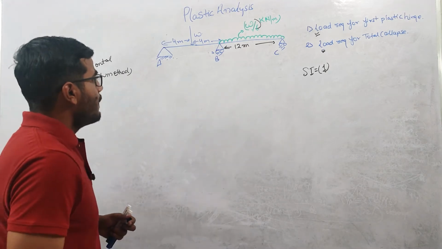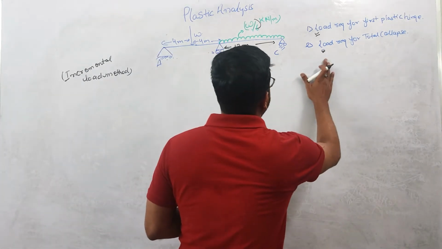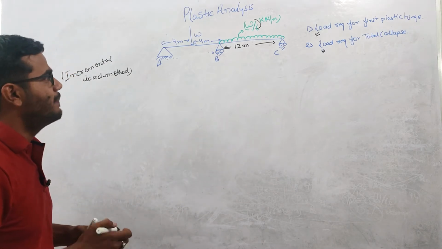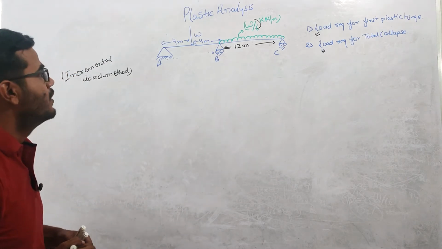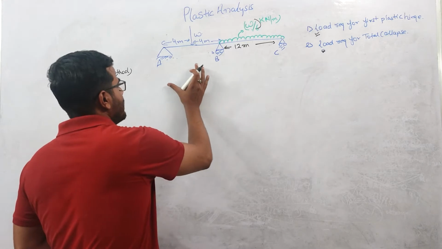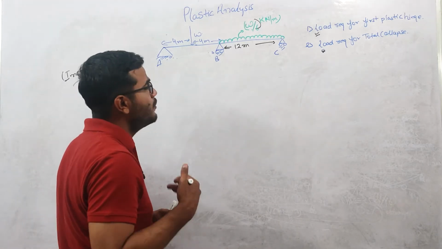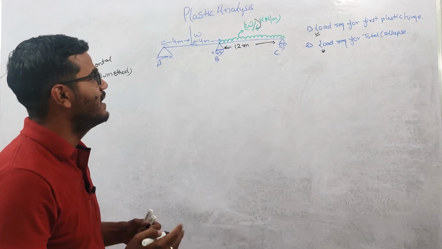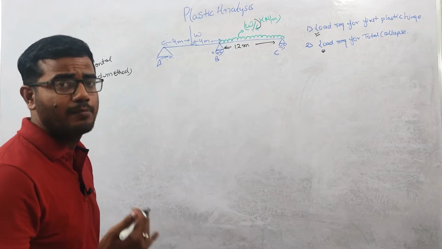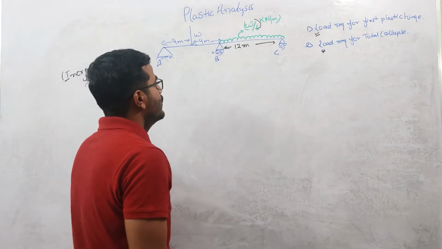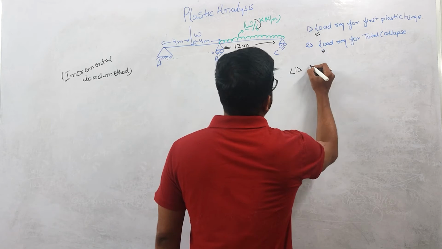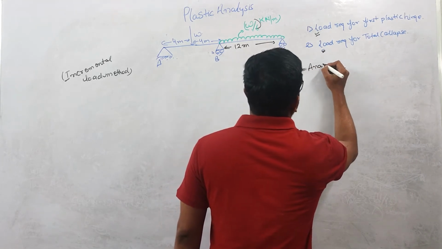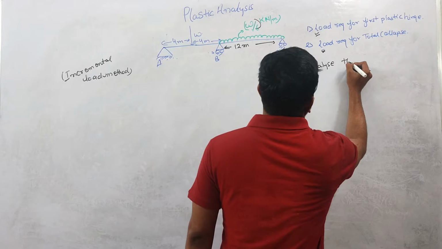So for that, now we will be using this incremental load method. The first plastic hinge will be formed where the bending moment will be maximum. Okay. So basically, this is an indeterminate structure. We need to analyze this structure to find the critical position of the bending moment, or you can say the point where the bending moment will be maximum. Okay, so the first step is to analyze this structure.